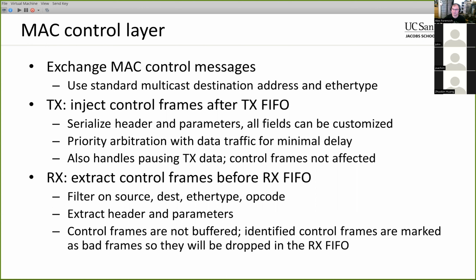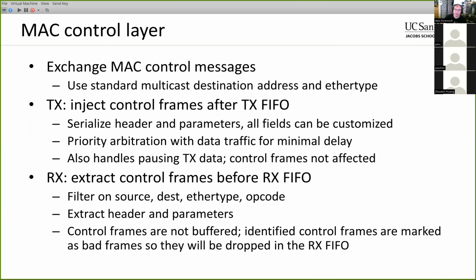The other thing is that the module is not set up to buffer the control frames that are coming through, so when it identifies a frame as being a control frame, well, it's already handed off most of the frame through the receive side of the MAC. So the only thing it can do is mark that the frame is a bad frame, and then it'll be dropped in the RX FIFO.